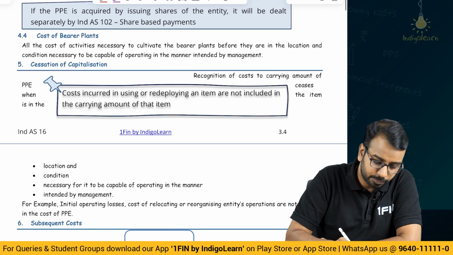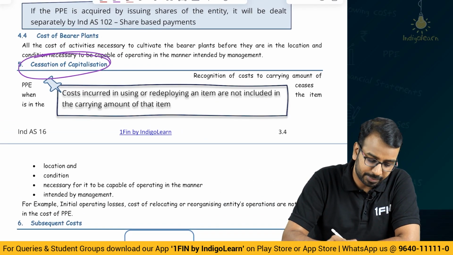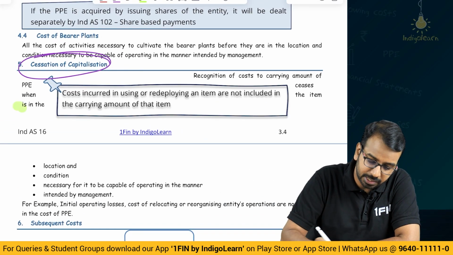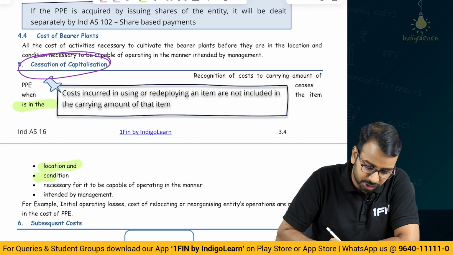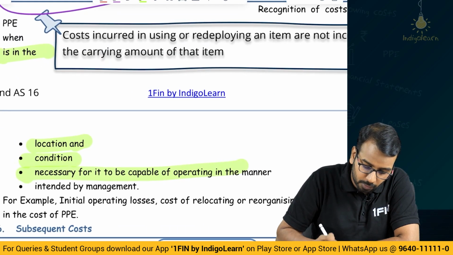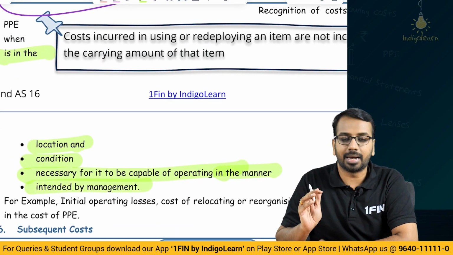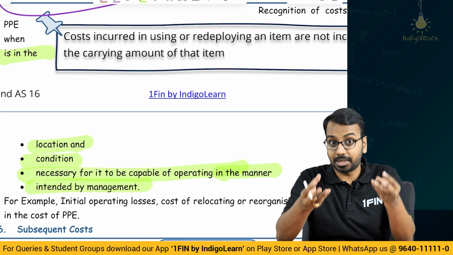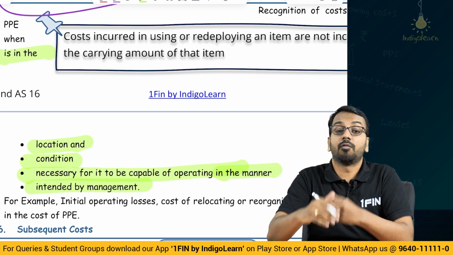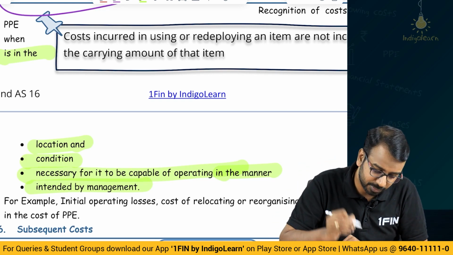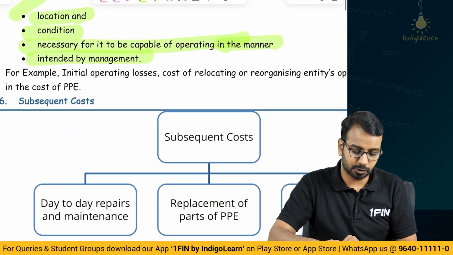Then when should we stop capitalization? We should stop capitalization when the PPE is in the location and condition necessary for it to be capable of operating in the manner intended by the management. So when the management thinks that yes, it is in the condition and location for being operated, at that point of time you will stop the capitalization.